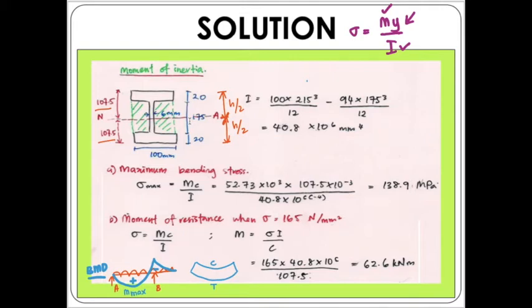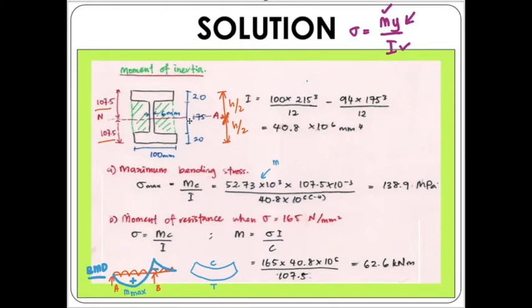Here what we are going to calculate is the value of sigma maximum. So we have M times c, and in this example it is using c, but it is actually similar to y, then divide this by I. So we have 52.73 times 10 to the power of 3. This is the moment maximum.